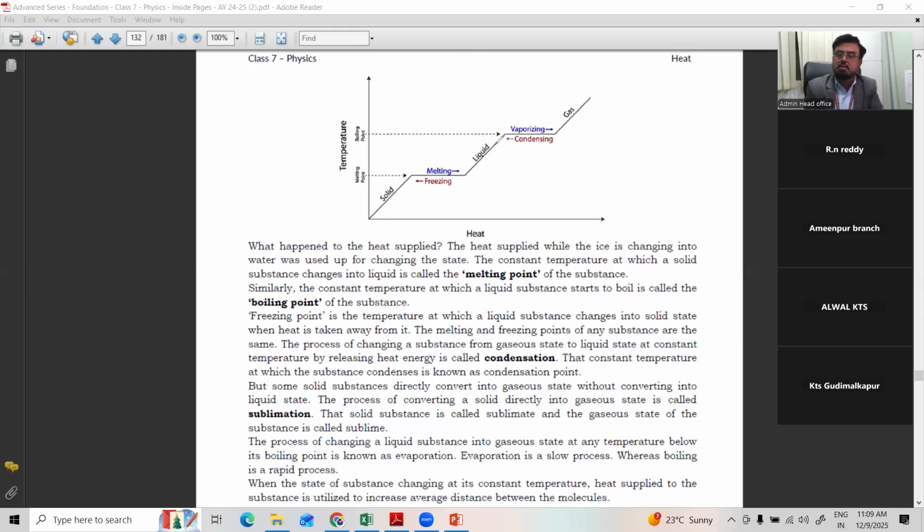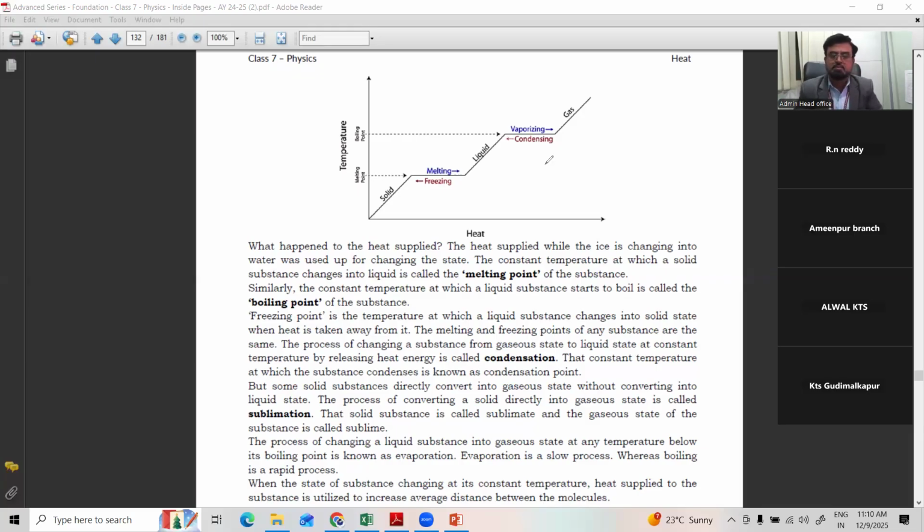Again it rises. This is also constant till all the water is vaporized. After vaporization, it again forms into gas. So the change takes place at constant temperature only. At 0 degrees, ice converts into water, that is called the melting point. At 100 degrees, water is converted into vapor, that is called the boiling point.